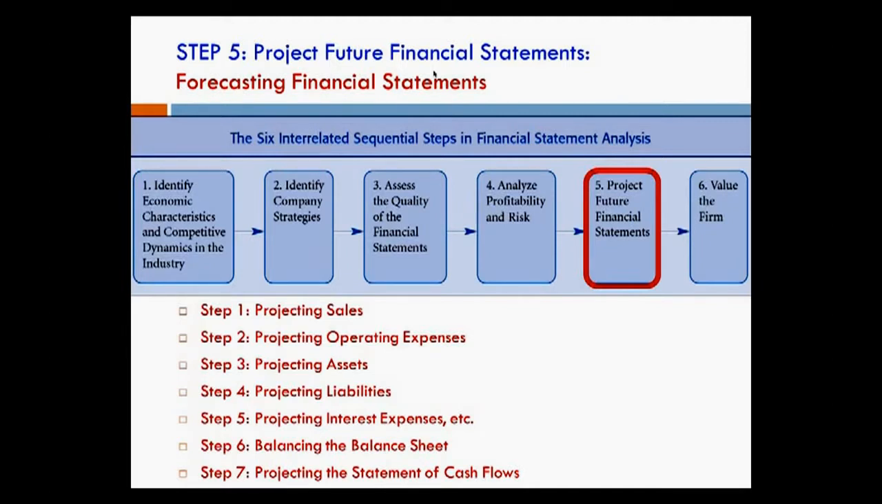It's a 7-step process to complete the forecast. Differentiate that from the 6-step process here. So the first step is to project sales. Then you project expenses. Then you project your assets. And then your liabilities. Once you know your assets and the liabilities, you can then project your shareholder equity and retained earnings and stuff like that.